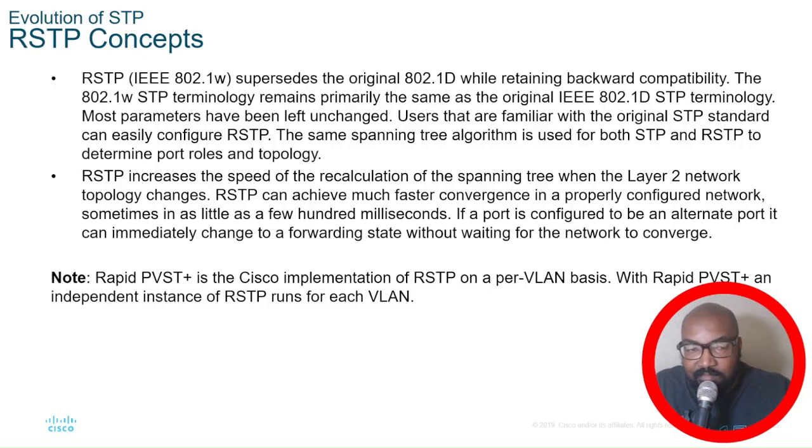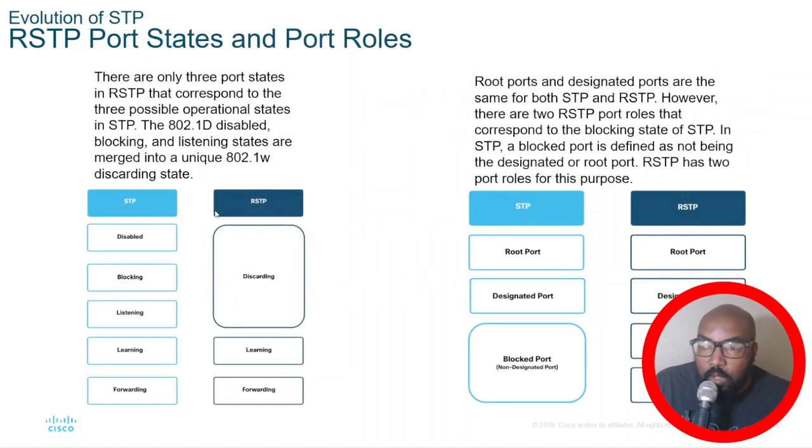It's kind of like, some may disagree, but it's kind of like Command Prompt versus PowerShell, right? PowerShell is like a Hercules version of the DOS Command Prompt. Command Prompt is the old-school version. RSTP increases the speed of recalculation of the spanning tree when the layer 2 network topology changes. So, like I said, it just makes it a whole lot faster.